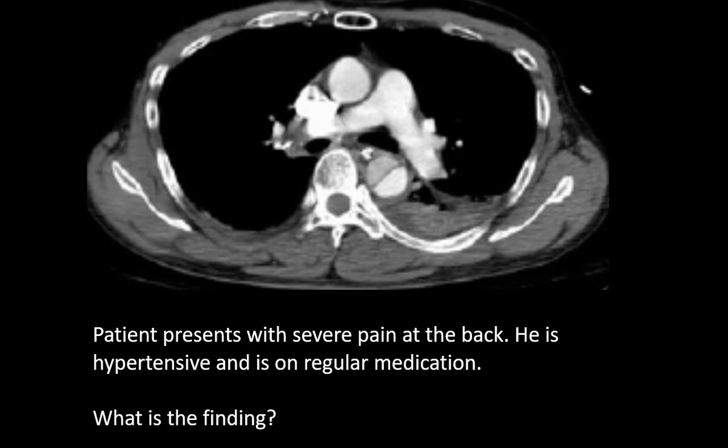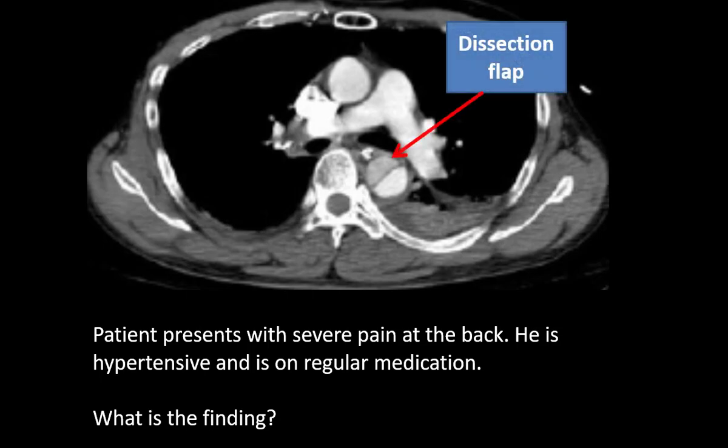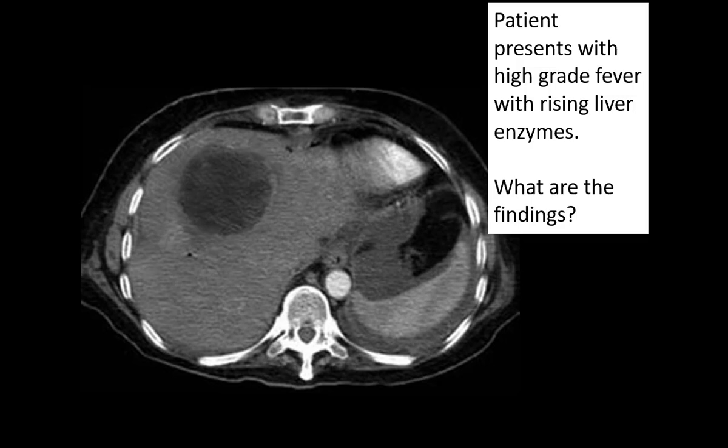A patient presents with severe pain at the back. He is hypertensive and is on regular medication. What is the finding? Yeah, there is aortic dissection. You can see a flap here. So this is a dissection flap.